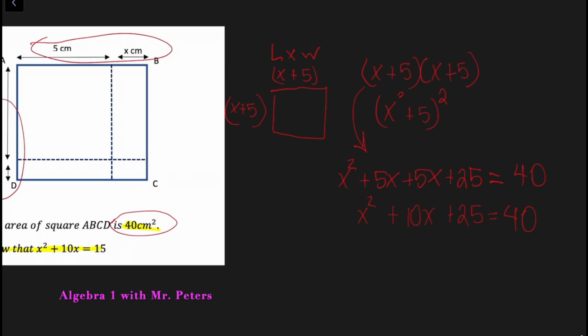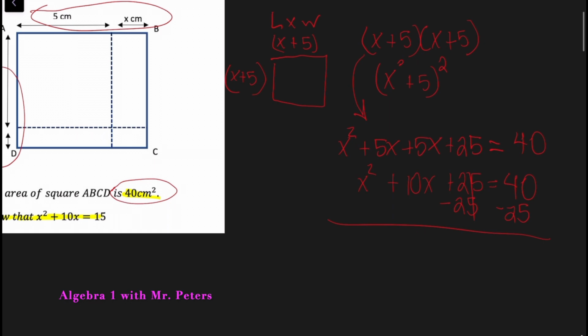And remember, we're trying to prove that we could get to x squared plus 10x is equal to 15. So what we're going to do is subtract to simplify. And then we're going to get a final answer of x squared plus 10x is equal to 15. So when we have these type of problems, just make sure you understand exactly what they're trying to ask us.